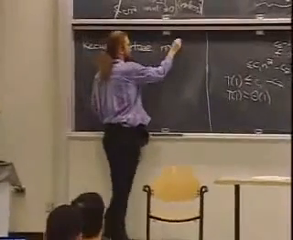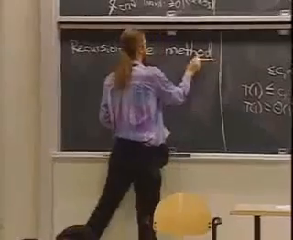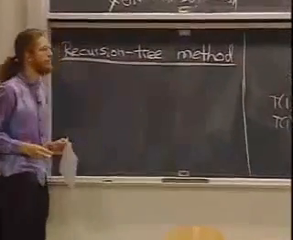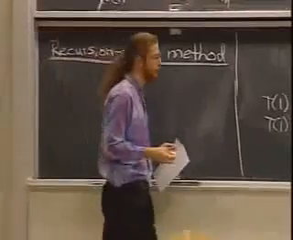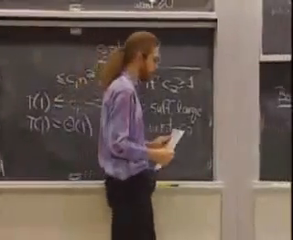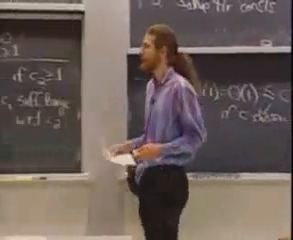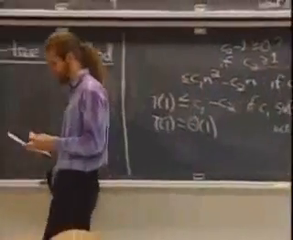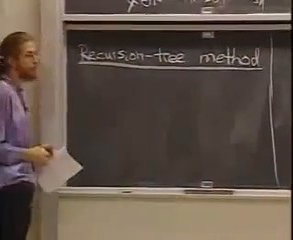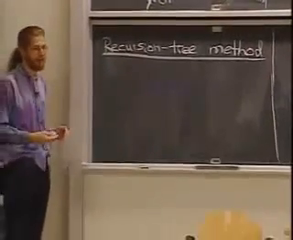So the next method we'll talk about is the recursion tree method. And it's a particular way of adding up a recurrence. And it's my favorite way. It usually just works. That's the great thing about it. It provides you intuition for free. It tells you what the answer is, pretty much.